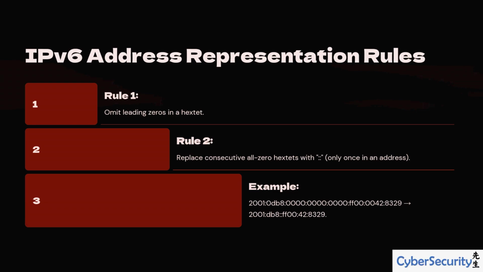Here are the representation rules. We can simplify IPv6 addresses by using these two rules. First, we remove leading zeros in any section. And the second rule, we use the double colon to replace long runs of zeros. Here's an example of an original IPv6 address, which was reduced by using these two rules.